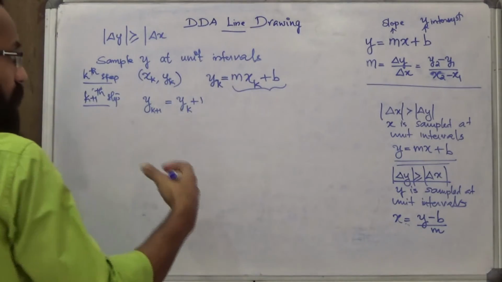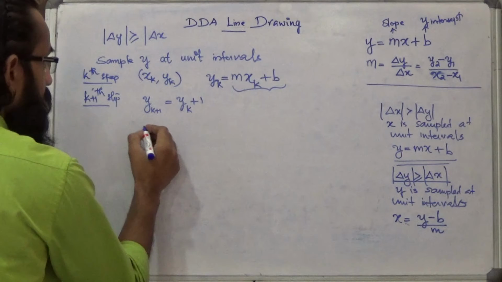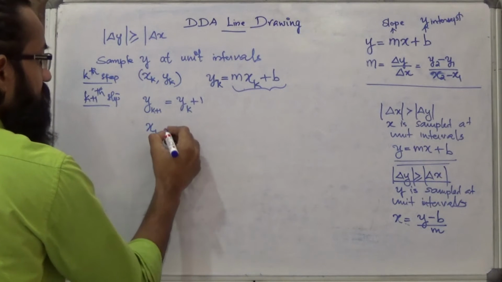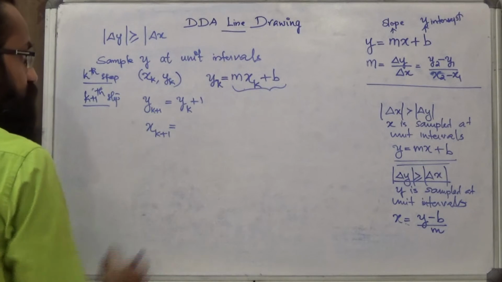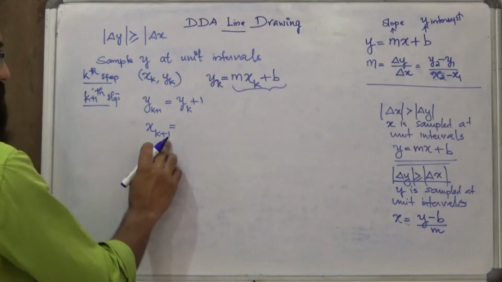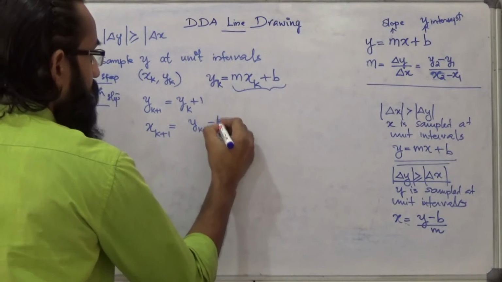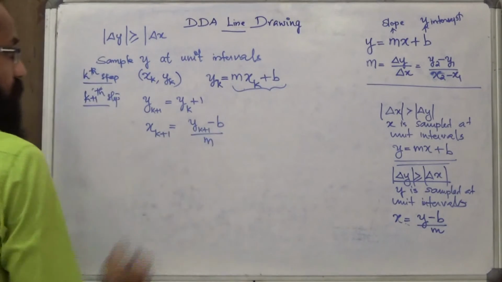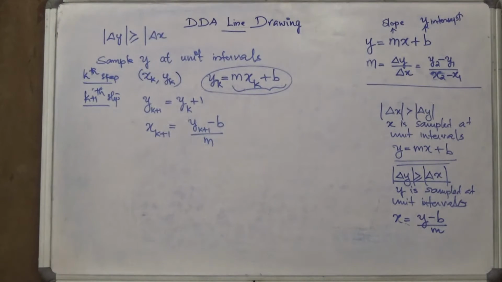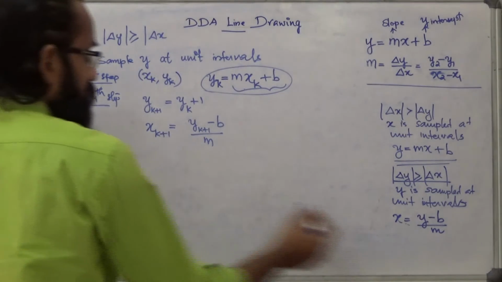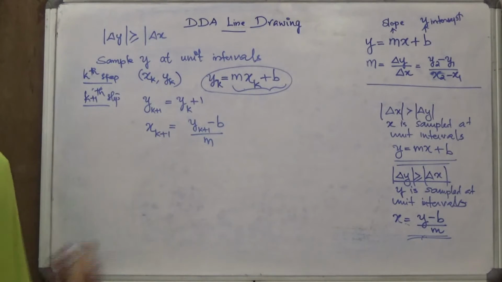Now how will you compute the next x value from this equation? So you can rewrite that equation as xk plus 1 is equal to yk plus 1 minus b by m. So we can determine the next x value from this equation, based on this formula transformation.